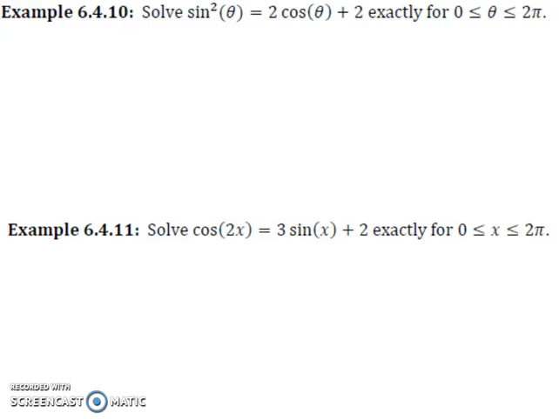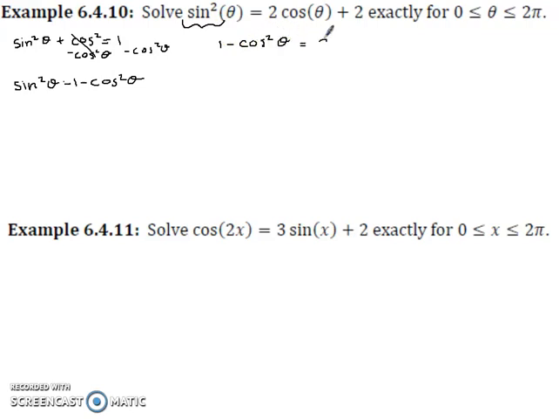My first step is to write everything in terms of one of my trig functions. So I'm going to take my sine squared function and rewrite it in terms of cosine. According to one of my Pythagorean identities, I know that sine squared plus cosine squared is equal to 1, which means that if I isolate just my sine squared, sine squared of theta is equal to 1 minus cosine squared of theta. So I can replace that sine squared with 1 minus cosine squared of theta is equal to 2 cosine of theta plus 2.